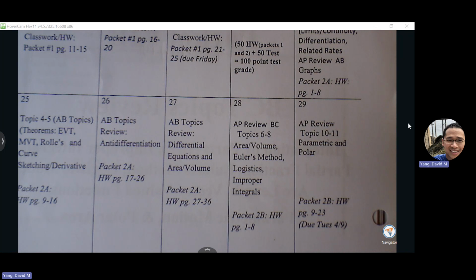I think that's maybe what is most beneficial to us, because I think you guys are probably pretty good with arc length and parametric equations. It's probably polar area that we need the most review with. So let's see how much we can get done.